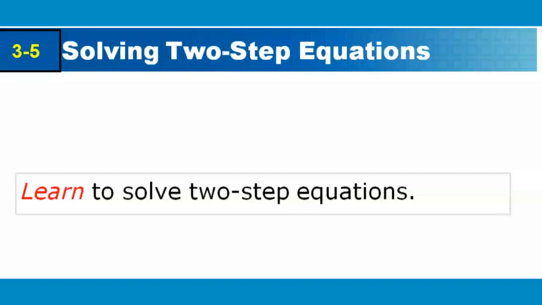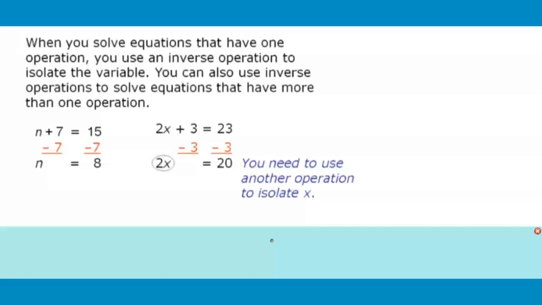Okay, welcome back. Today we are solving two-step equations. So far we've done one-step equations. We've only done one thing to get the variable by itself. When you solve equations that have one operation, you use inverse operations, like the opposite operation. So the inverse of adding would be subtracting. So in this example here, n plus 7 equals 15, we would subtract 7 to undo the adding 7.